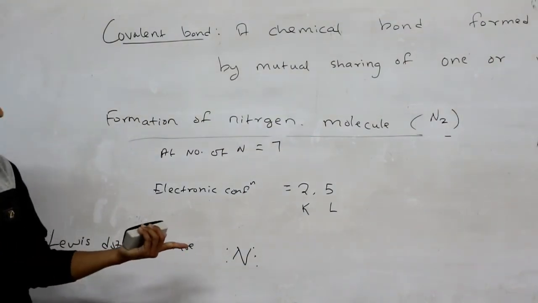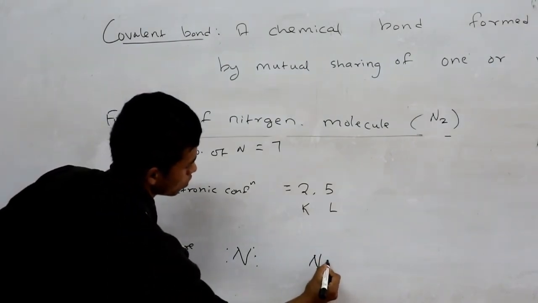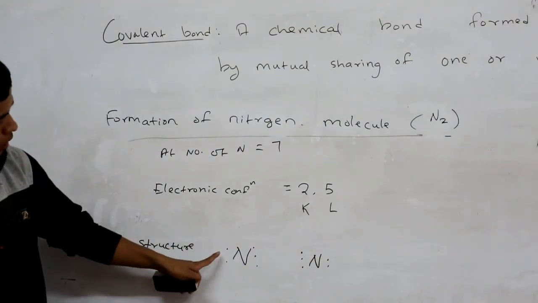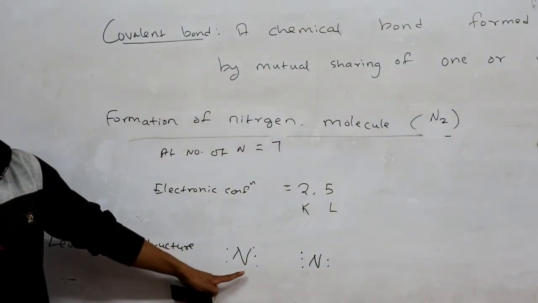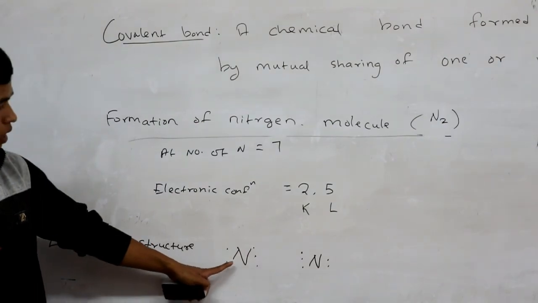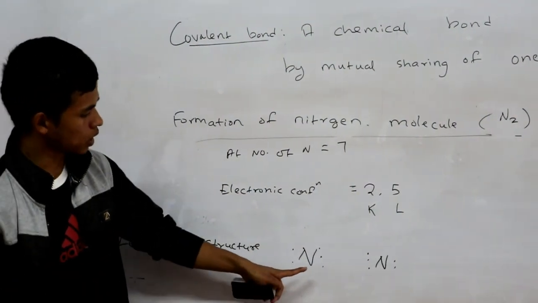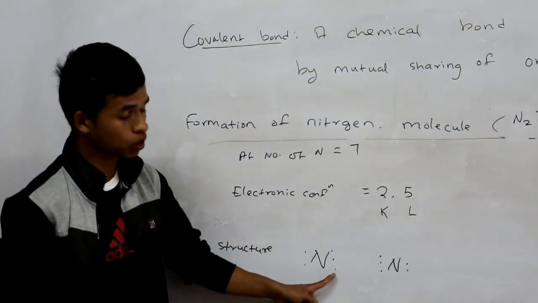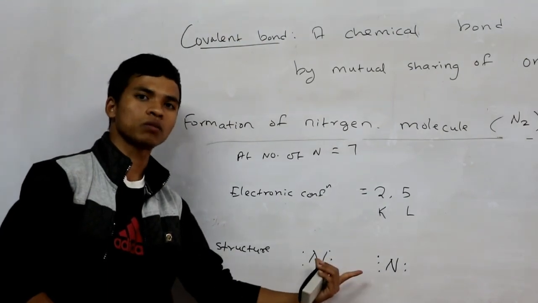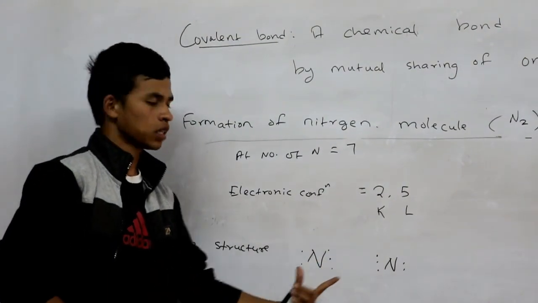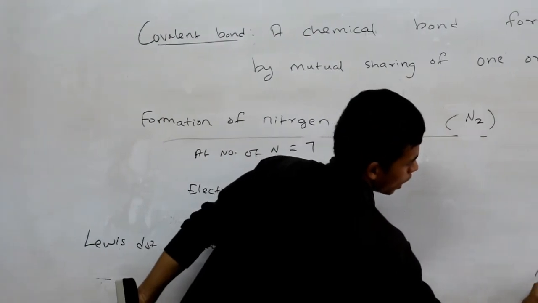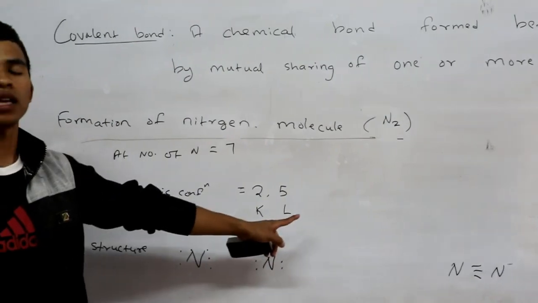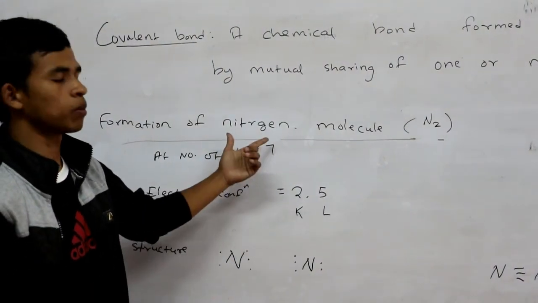But when you have two nitrogen atoms, what will they do? 1, 2, 3, 4, 5. You can also do this for this one. See, it has 5 electrons in the L shell. It needs 3 more electrons to have a stable electronic configuration. So in this case, 3 electrons from each of these 2 nitrogen atoms will be shared between them. So I think you can complete this and at the end you will get this type of bond that is formed between 2 nitrogen atoms to form a stable nitrogen molecule.